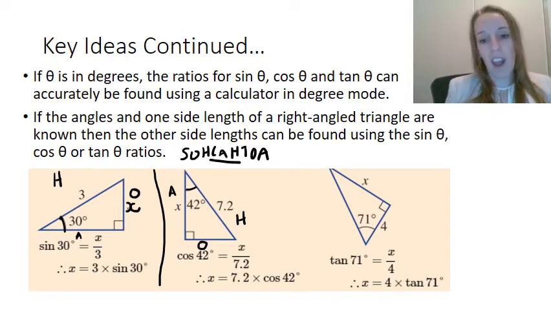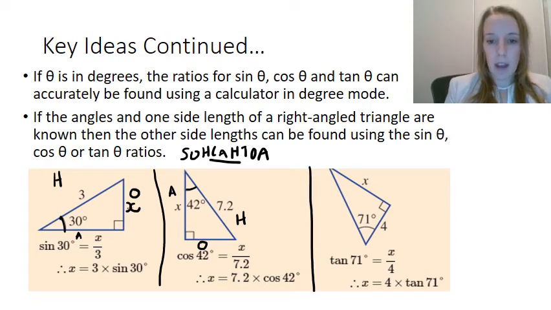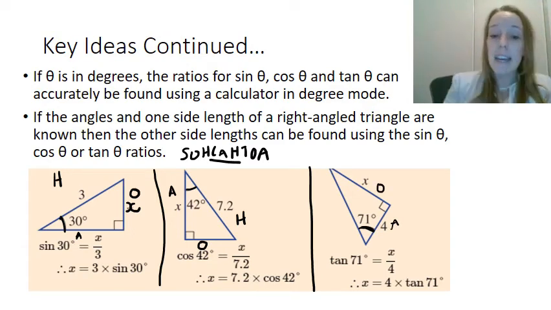We can then solve for x. Our last one, we are given our angle here, which is 71. This time we're given our adjacent and our opposite, and we can use tan. So tan of that angle, which is 71, equals our opposite side, which is x, over our adjacent side, which is 4. We can solve for x by doing 4 times tan 71. Okay, hopefully that makes sense for you there.